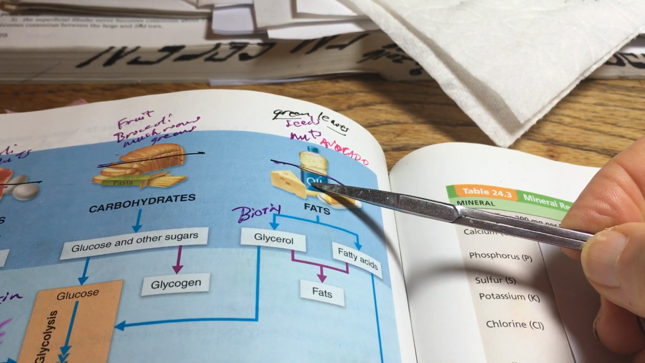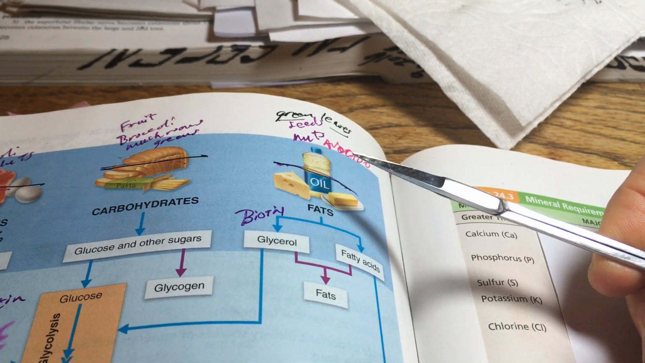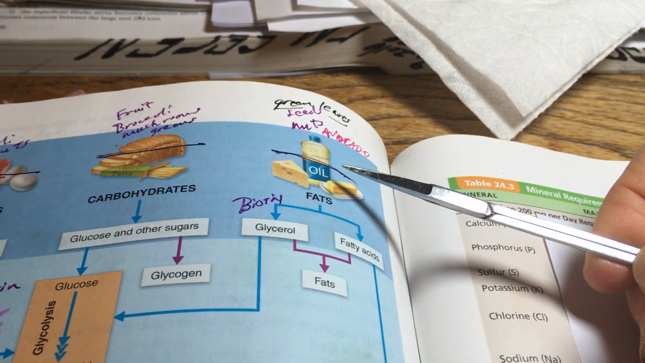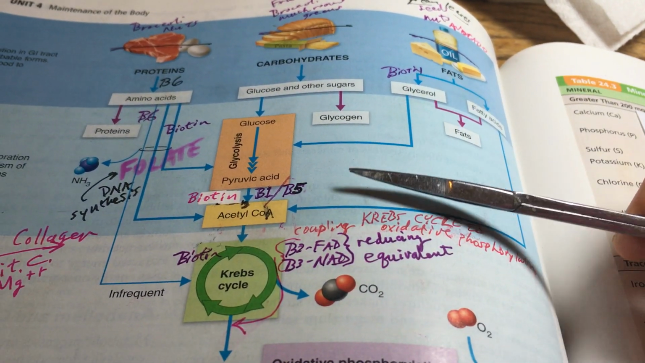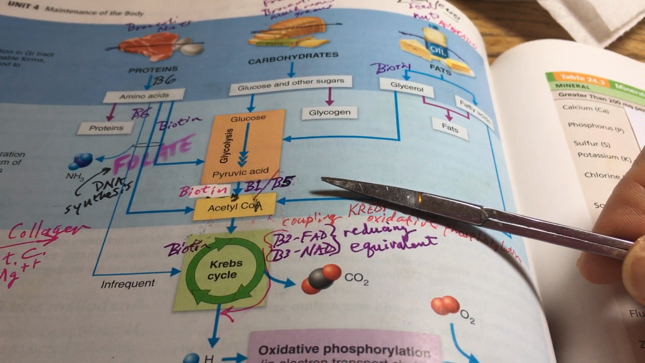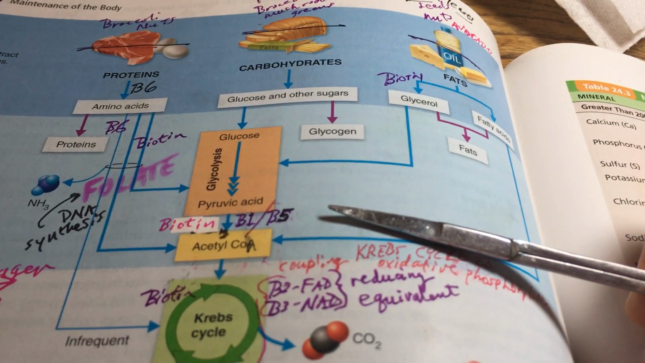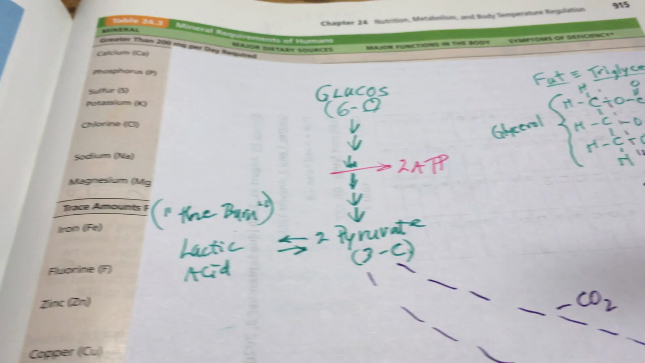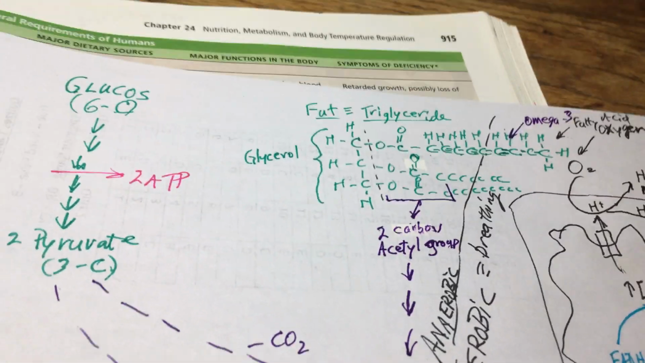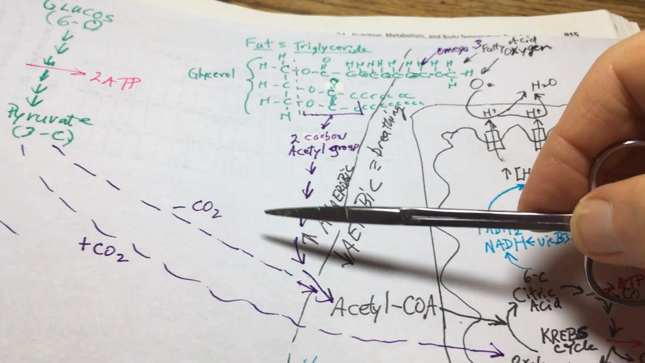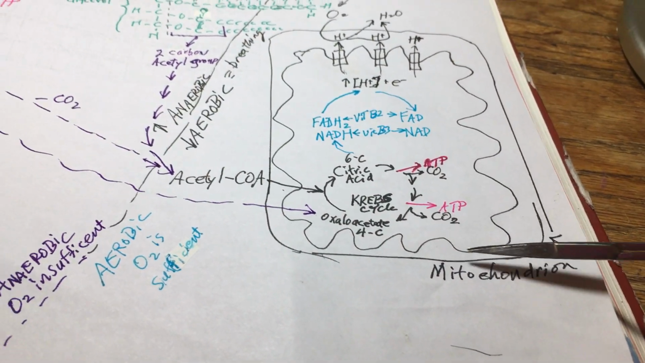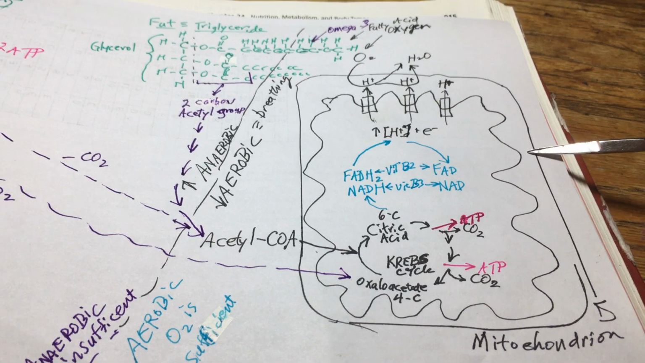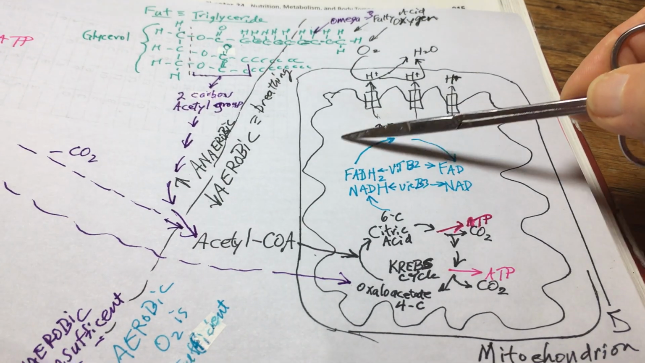So basically the body favors, and the muscles in particular favor, fat over anything else. Muscles love fat. If you learn that, you'll have really learned something. Aerobic muscles, not anaerobic muscles. So let's take a look at what I've drawn. Cells that are aerobic have a lot of mitochondria. This is a mitochondria. This is the outer membrane, the inner membrane.